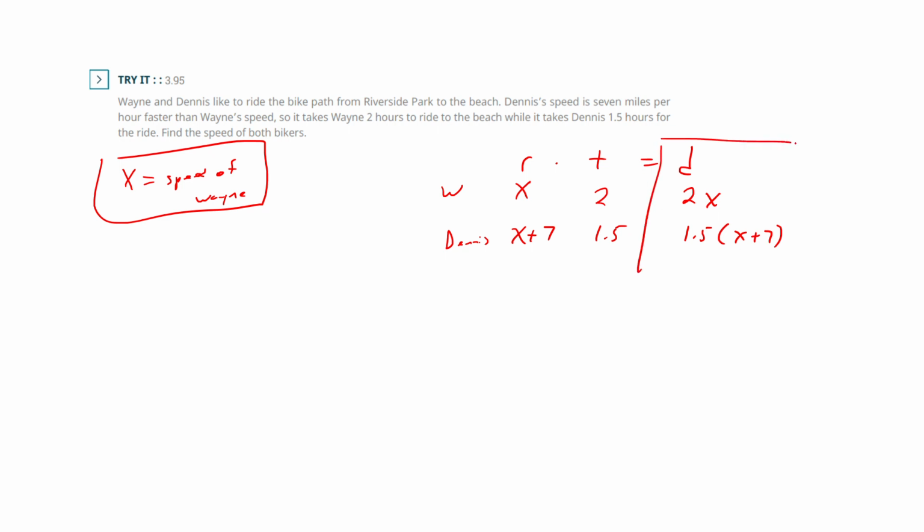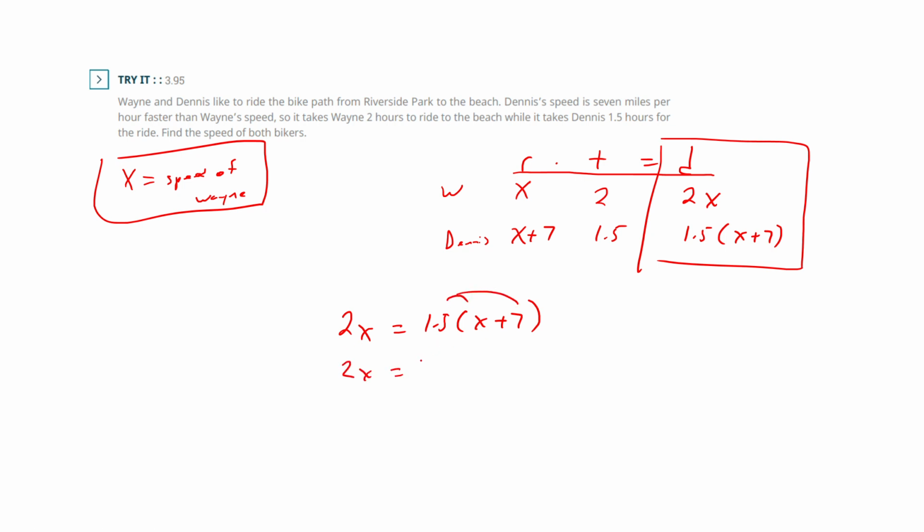Okay, now we are going to build an equation out of this column here, this distance column. And what do we know? They both have ridden the same path. So they've gone the same distance. Now, we've got it. The two distances are the same. So let's solve this. We're going to distribute there. Oh, no, that's not going to be. Hold on. I thought I knew what that would be, and I'm wrong. Yeah, 10.5. Okay, that's supposed to be a 10.5 there, sorry.